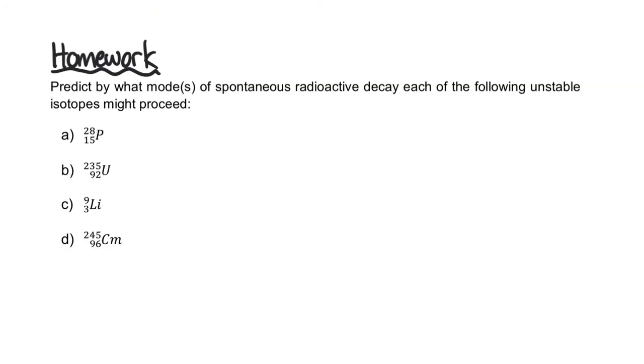I would like to end off this video lesson with the following homework assignment, and that is to predict by what mode or modes of spontaneous radioactive decay each of the following unstable isotopes might proceed. By modes we mean alpha decay, beta minus, beta plus, or gamma decay, or a series of these. So I leave this with you, and I will give you the solutions in the next video lesson.